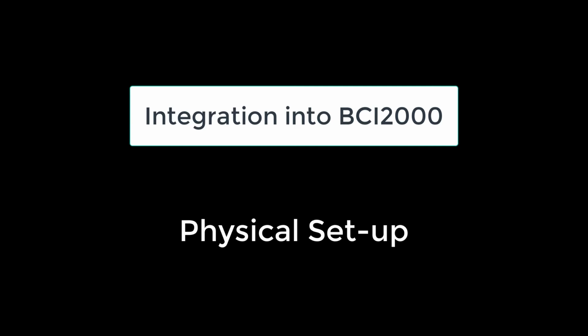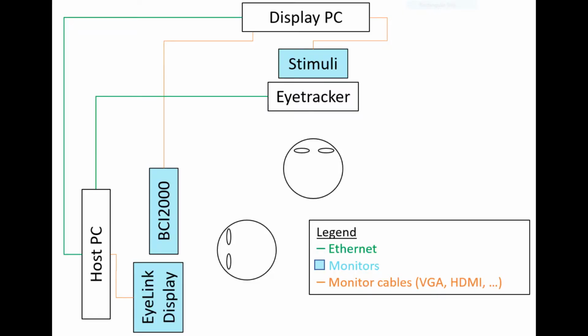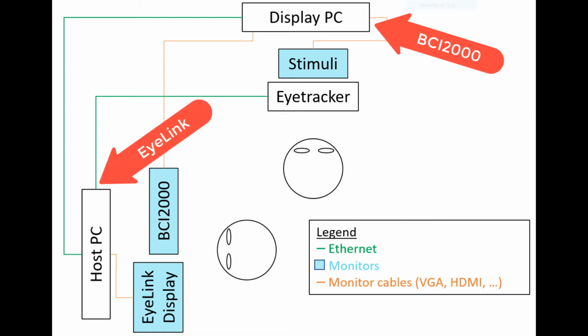First, we will go through the physical setup of the system. Other than the computer you already have running the experiment with BCI2000, you will need a second computer that runs the EyeLink system. The computer running BCI2000 will be referred to as the display PC, while the EyeLink computer will be referred to as the host PC.